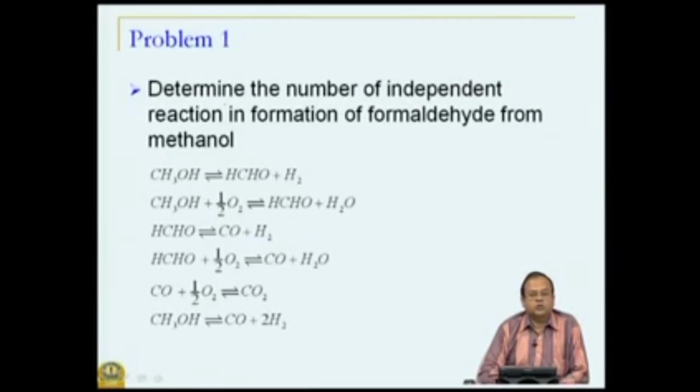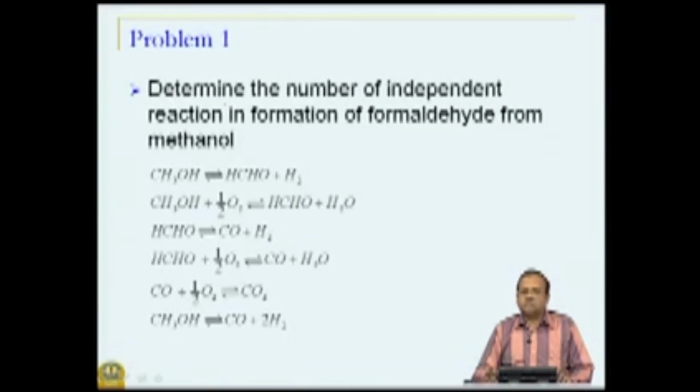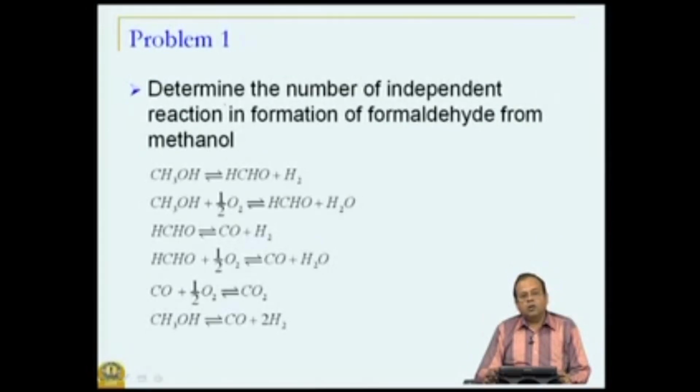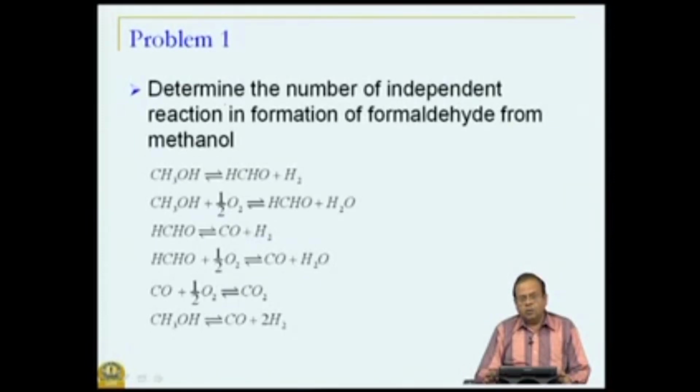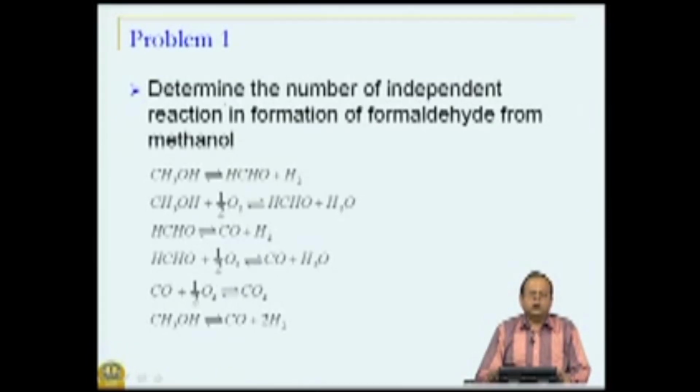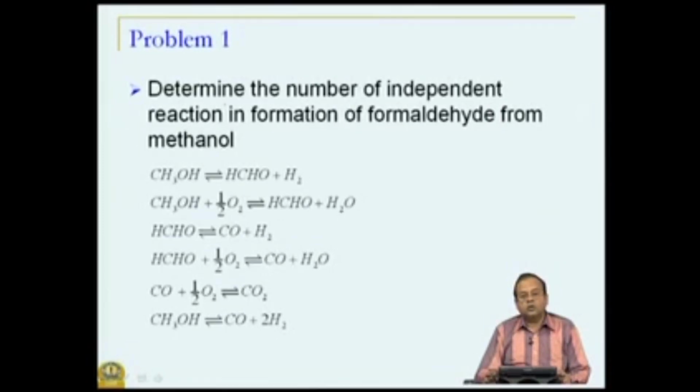So, let us take our first problem, and it says that it is simple. There is a set of reactions given, 6 of them, and we are supposed to find the number of independent reactions in the formation of formaldehyde from methanol. So, our main reaction may be methanol decomposition or dehydrogenation to formaldehyde and hydrogen, but there are several reactions that can occur.